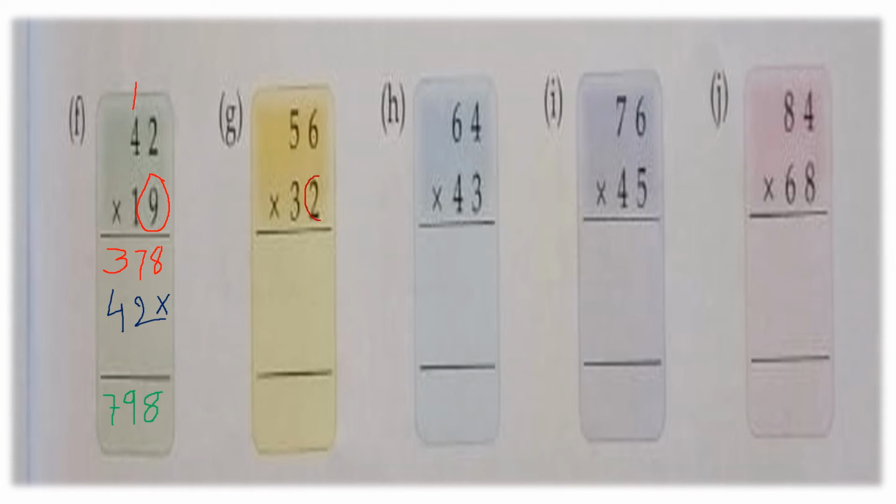Now children, 56 multiplied by 32. Now first you will multiply 56 with 2, the number at ones place. Now 2 times 6 is 12. 2 here, 1 carry. 2 fives are 10 plus 1 carry is 11.